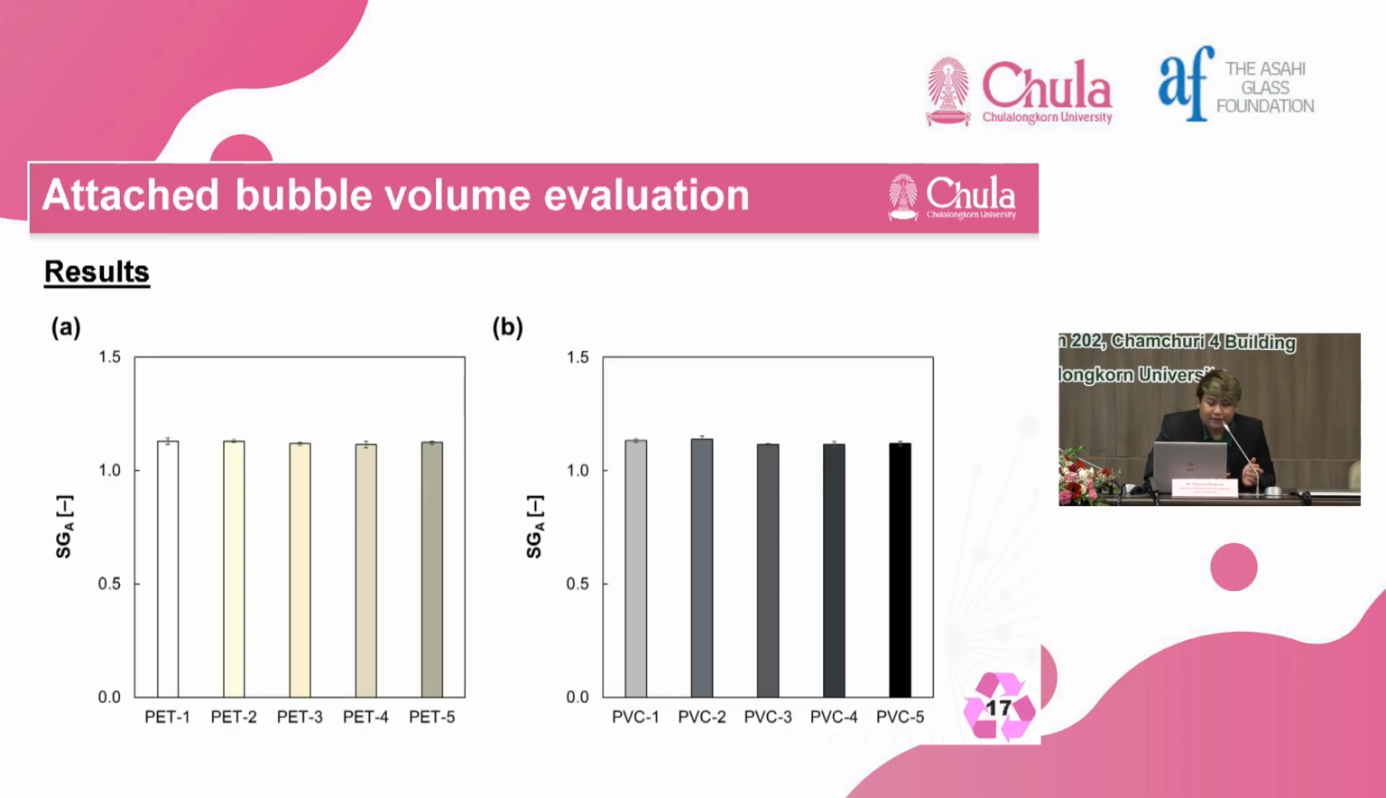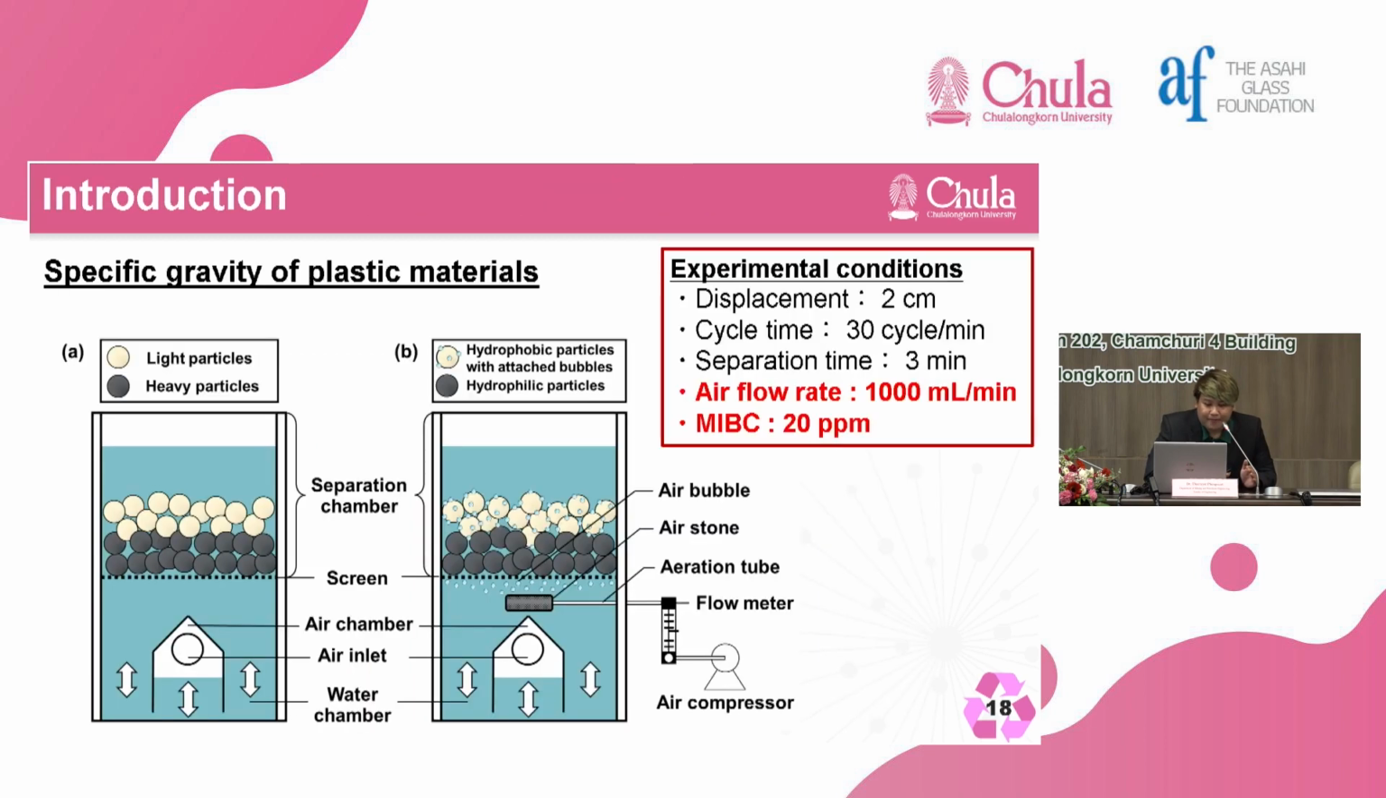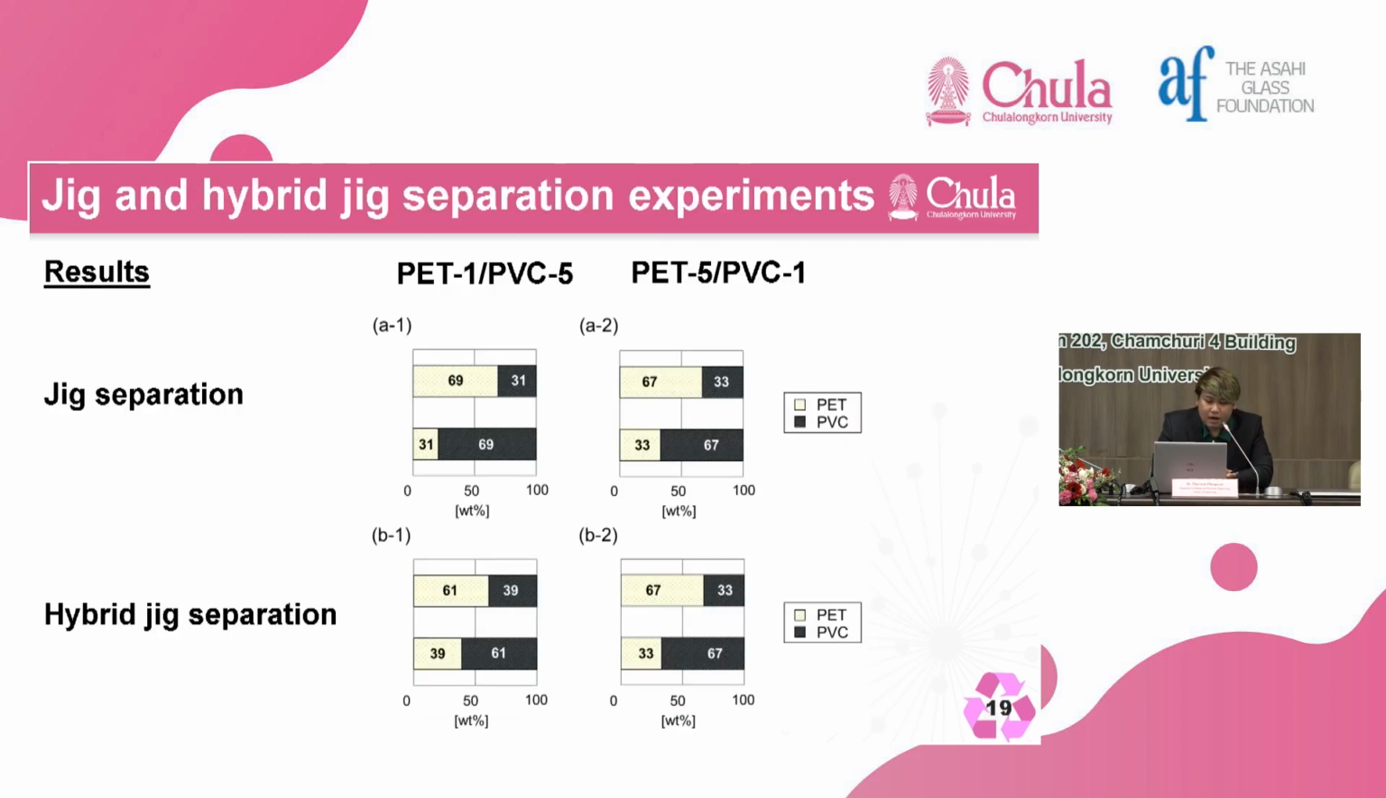So it shows the similar apparent density. After that, we check the jig separation. The result of jig separation and hybrid jig separation is shown in this slide. In this case, to make it easy to understand, I use the thickest one and the thinnest one. The results show that for the jig separation, the separation is quite different.